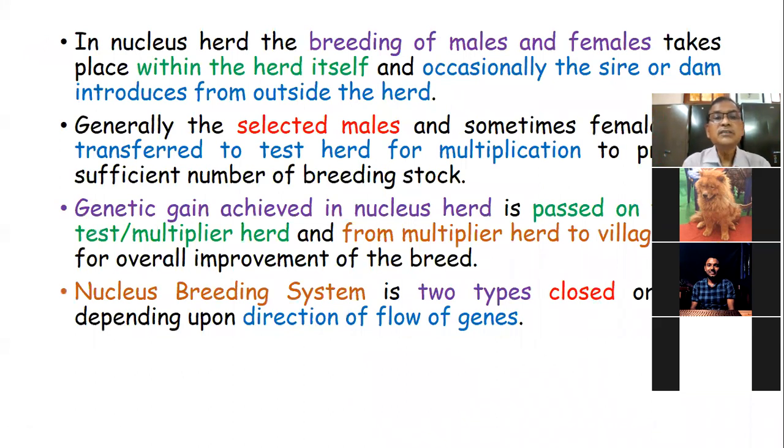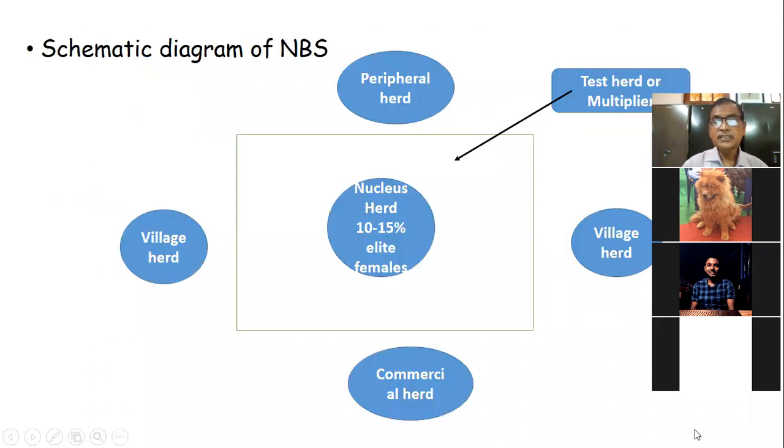In the nucleus herd, the breeding of male and female takes place within the herd itself. Now, whatever genetic gain is achieved in the nucleus herd is passed on to the test herd or the multiplier herd, and from the multiplier herd to the village herd. That is, whatever improvement is there in the nucleus herd will go on to the test herd or multiplier herd, and from there to the village herd.